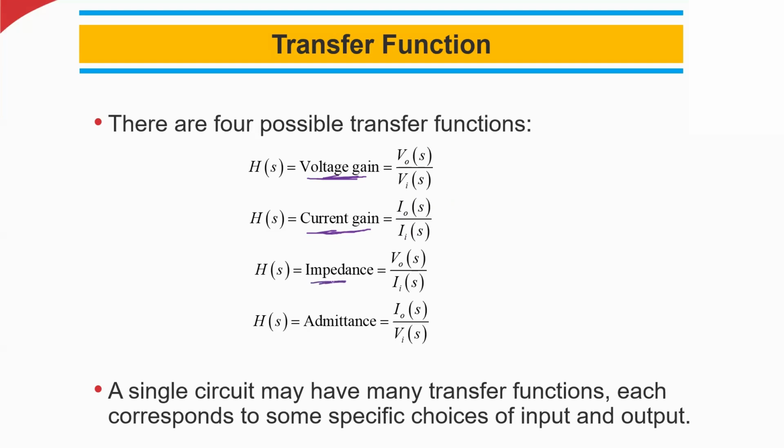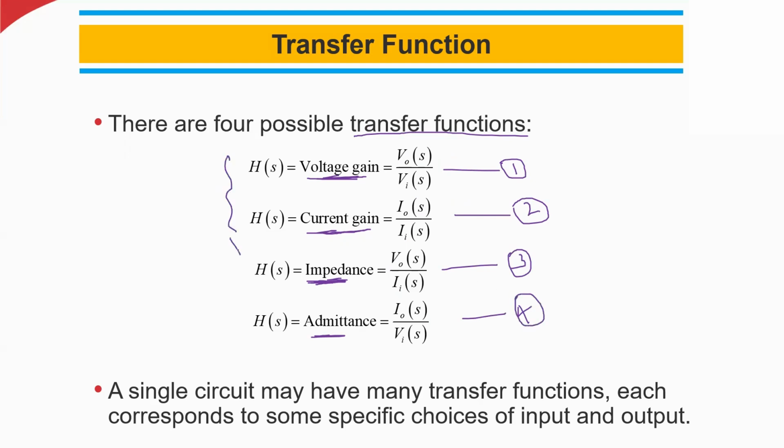And when we talk about impedance, that is V by I: VO, output voltage, divided by input current. That is the actual definition of the impedance. And when we talk about the admittance, that is IO divided by VI, the output current divided by input voltage. So we can write the transfer functions in 4 different ways. Please see here: voltage gain, current gain, impedance, and admittance. We mostly use these 2 and this one.